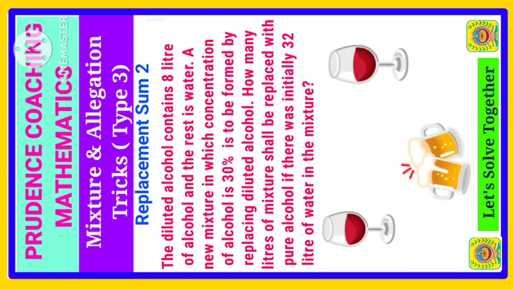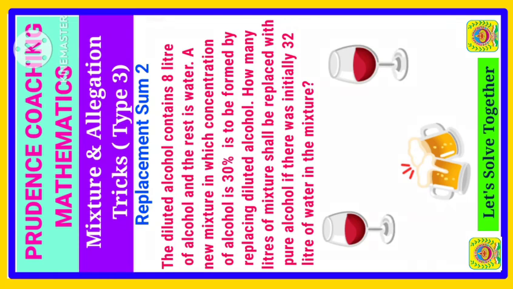So here the dilute alcohol contains 8 liter of alcohol and the rest is water. That means a mixture is there where it is a mixture of water and alcohol, and the quantity of alcohol is 8 liter and total quantity is not set till now. A new mixture in which concentration of alcohol is 30% is formed by replacing dilute alcohol. That means some quantity has been taken out from that mixture. After that it is replaced by pure alcohol, so that the alcohol percentage becomes 30%.